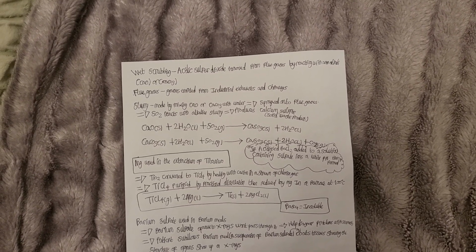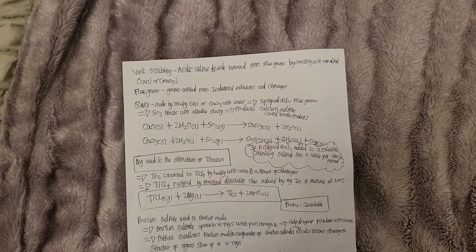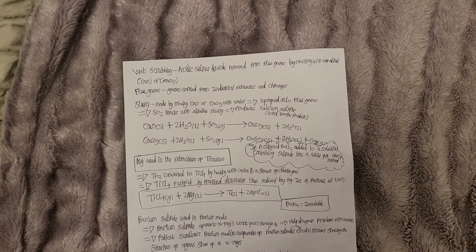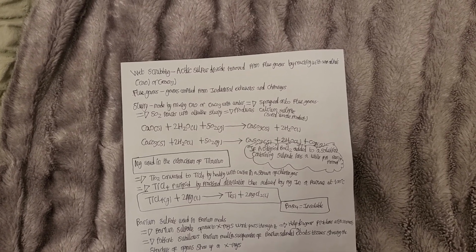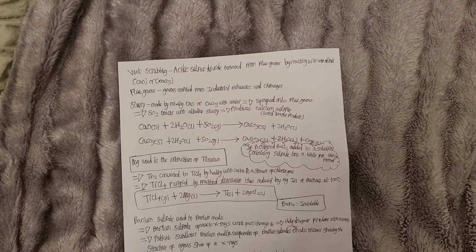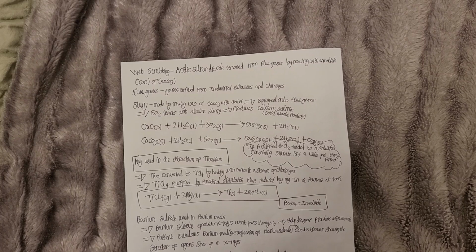CaO solid plus H2O liquid plus SO2 gas form CaSO3 solid plus H2O liquid. CaCO3 solid plus H2O liquid plus SO2 gas form CaSO3 solid plus H2O liquid plus CO2 gas. If acidic barium chloride is added, and the solution contains sulfate ions, a white precipitate of barium sulfate is formed.